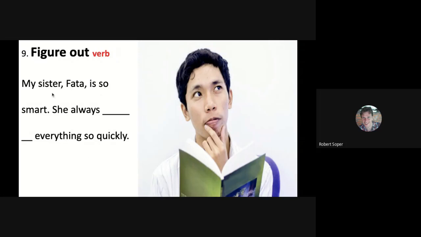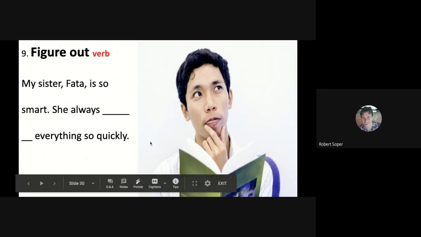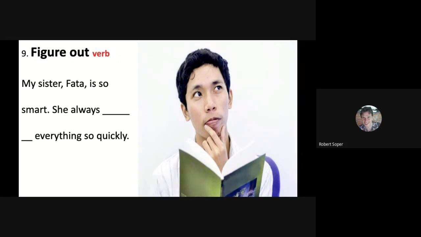Okay, so how would we put this in a sentence? We could say, my sister Fada is so smart. She always figures out everything so quickly. Notice how I put figures because it's a she. So she always figures everything out so quickly. In other words, she always understands things. Things are not problems to her like they are to other people. If they are problems, they're problems for a very short period of time, because she figures them out. She understands them.